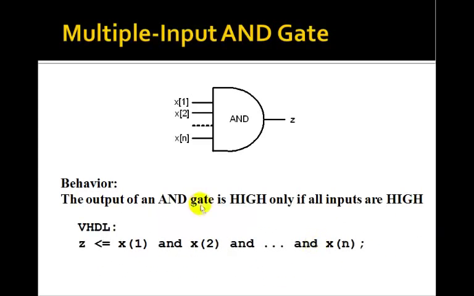Now in VHDL, we use this signal assignment statement with the less than and equal sign, z is x1 and x2 and, we have to write out the and symbol, you remember? And the curved brackets are used rather than the square brackets to indicate array elements in VHDL.